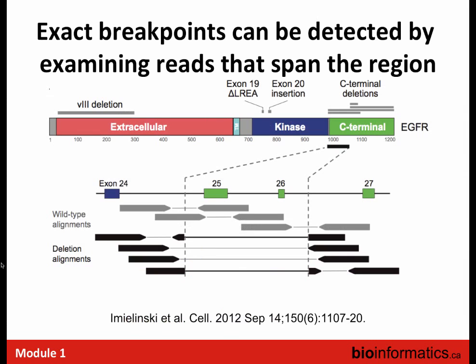So what you have, the black lines are reads that span the break. That's right. And then the gray are the wild type reads. So in this case, you actually have no reads in the middle that are in that region. All the reads that are in the deletion region are wild type, so either from the non-deleted allele or from normal cells.